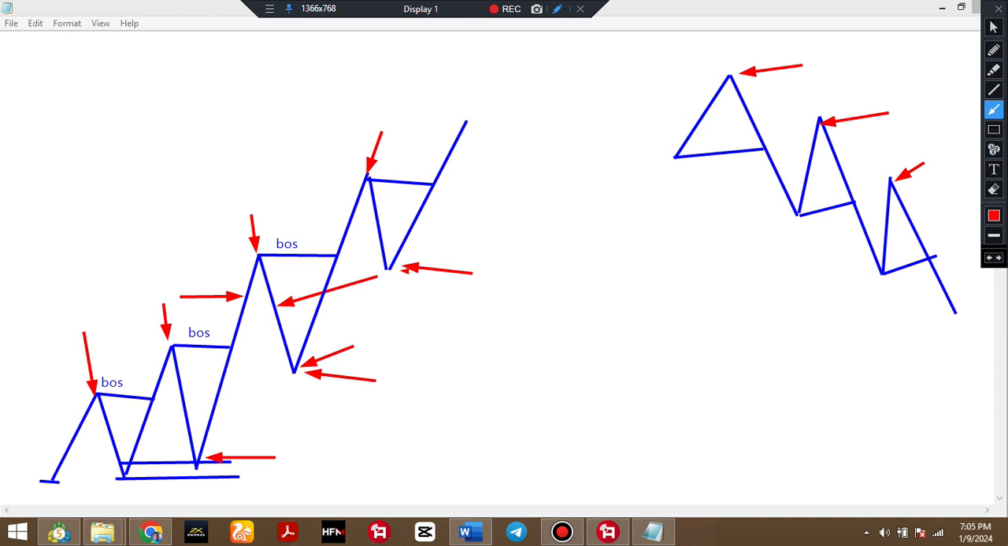Sorry, my drawing might not be that clear, but don't worry, just follow along. So why this low here? This low is lower than this low. Why is this one lower than this low? So in a nutshell, in the downtrend, price creates lower lows.